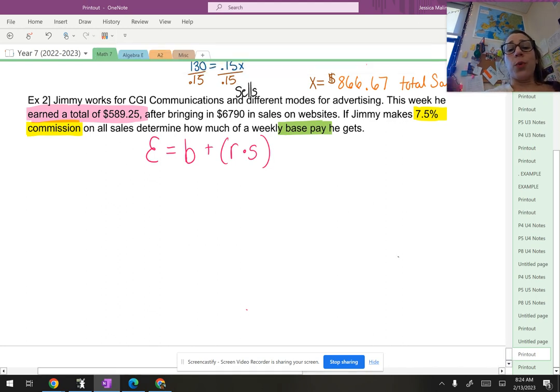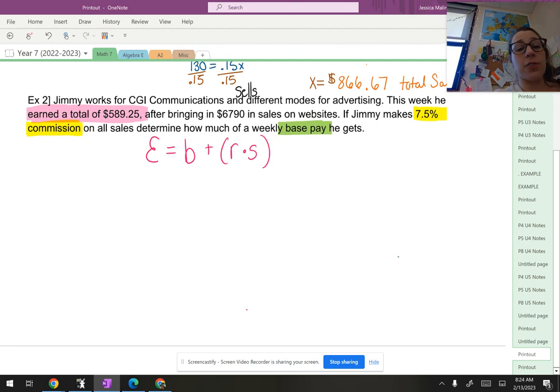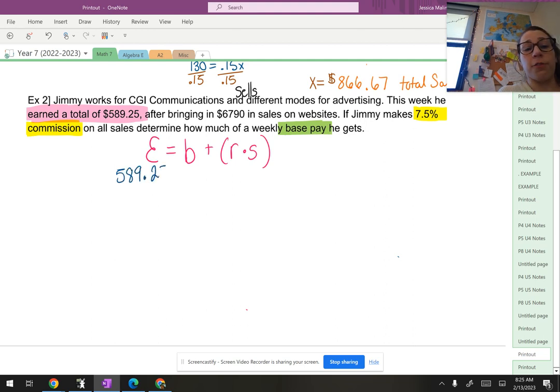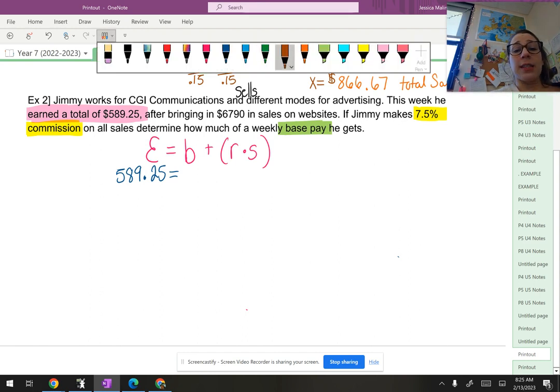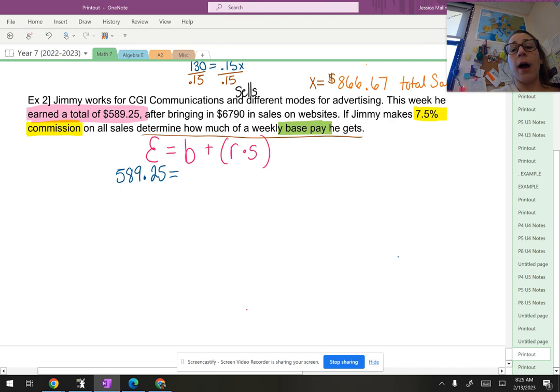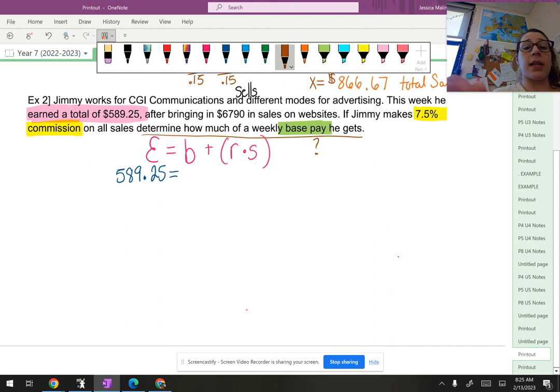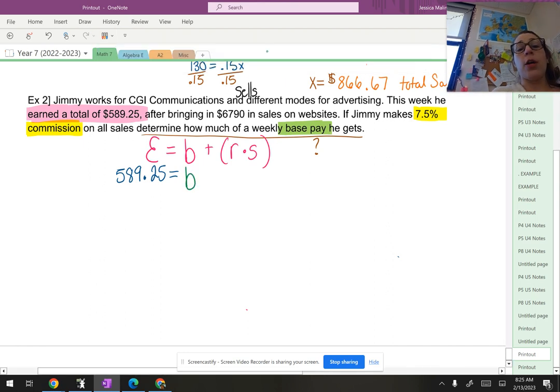Next up, deciding which pieces are going to fill in for which pieces of my formula. So in our pink, we've got earned a total of $589. So earnings, earned a total of, that is very obvious to us that 589 is going to go in for the E. The question's asking me to determine how much of a weekly base pay we get, which means the base pay is the piece that we don't know. So I'm going to leave that as the B. That's what we don't know.